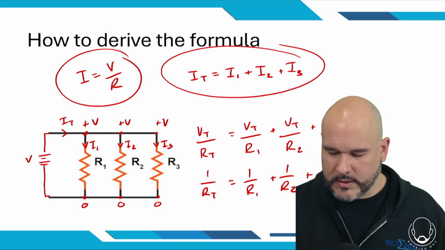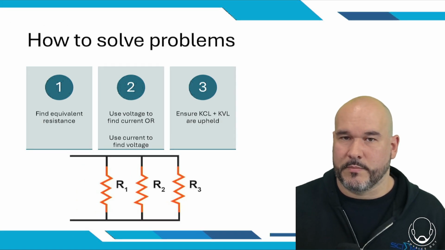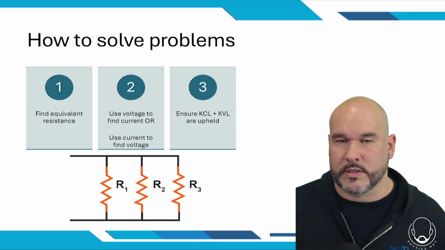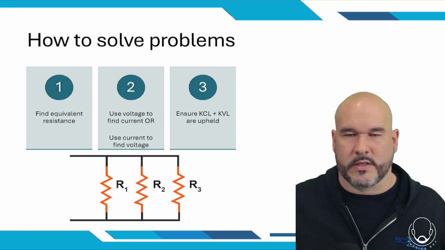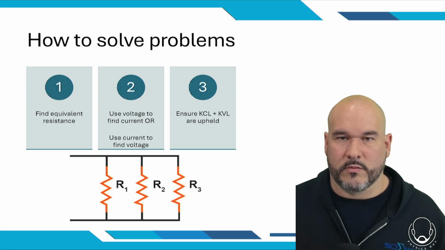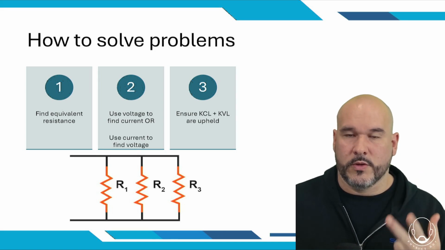All right, so let's have a look at how to solve problems in parallel circuits. It's really just like 3 steps. These are 3 things that you need to do, though you may not need to do all of them. Find the equivalent resistance. Use voltage to find current, or use current to find voltage.